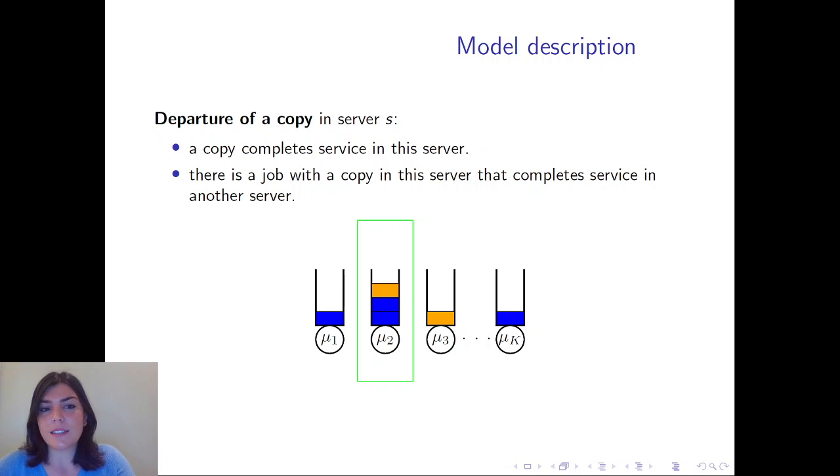On the one hand, there is a copy that completes service in this server, and on the other hand, in this server we are going to find a copy of a job that has completed service in some other server. So in this example, if the orange job leaves the system first in server 3, then server 2 is going to have the departure also of the orange job, even if this copy didn't complete service yet.